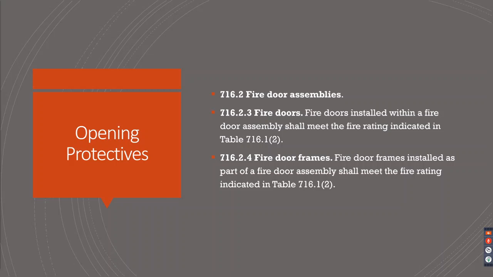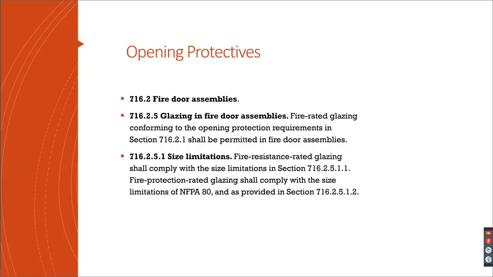And then fire doors installed within a fire door assembly shall meet the fire rating indicated in 716.1.2. What does it need to be rated as? And the frames have to meet the same rating requirements. Fire rated glazing conforming to the opening protection requirements in 716.2.1 shall be permitted, of course, in the doors. And then there are size limitations.